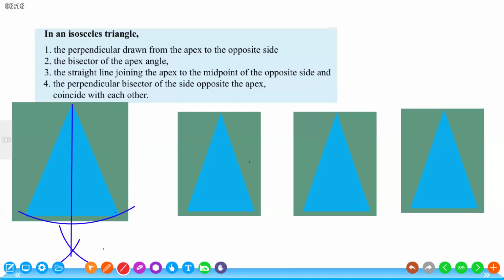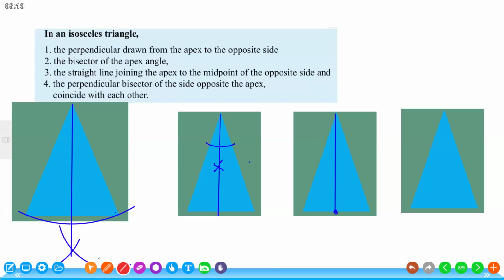The bisector of the angle, student, same. You have to draw an arc, then bisect. Then if you join, this is the angular bisector. The straight line joining the apex, you have to find out the midpoint and join. Then perpendicular bisector of the straight line.